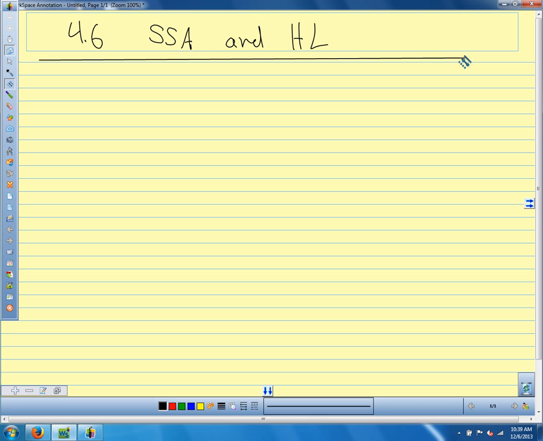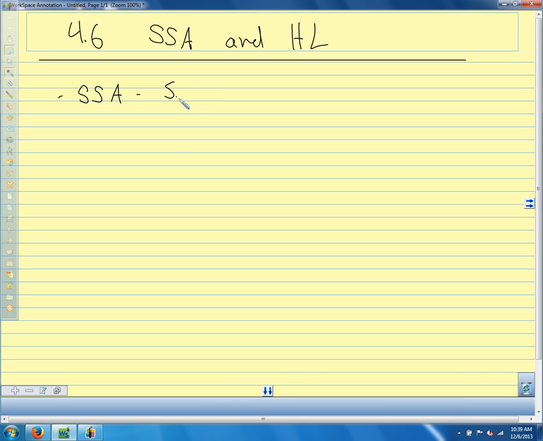So if you look at your graphic organizer, you notice there's not a bubble for SSA. There's not a bubble for side-side angle. And the reason for that, and we should write this maybe in a margin or something, is that SSA, side-side angle, doesn't work to show that triangles are congruent.